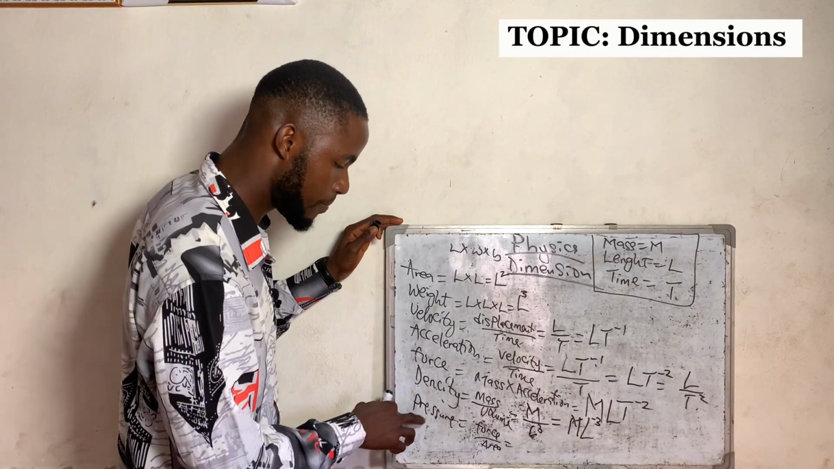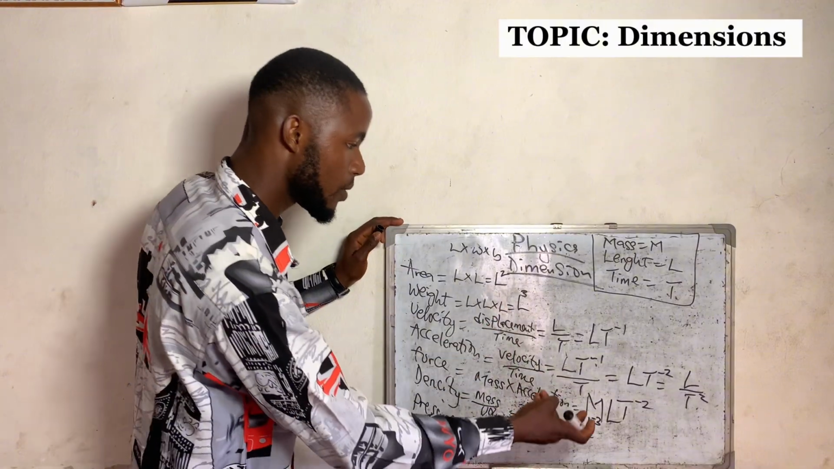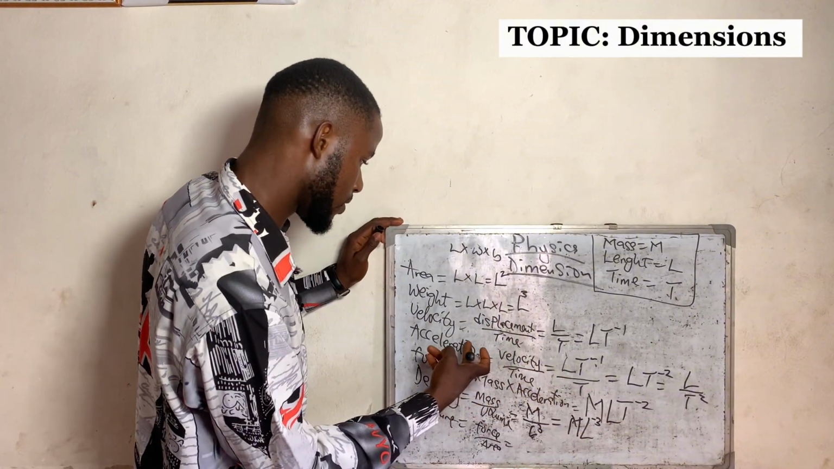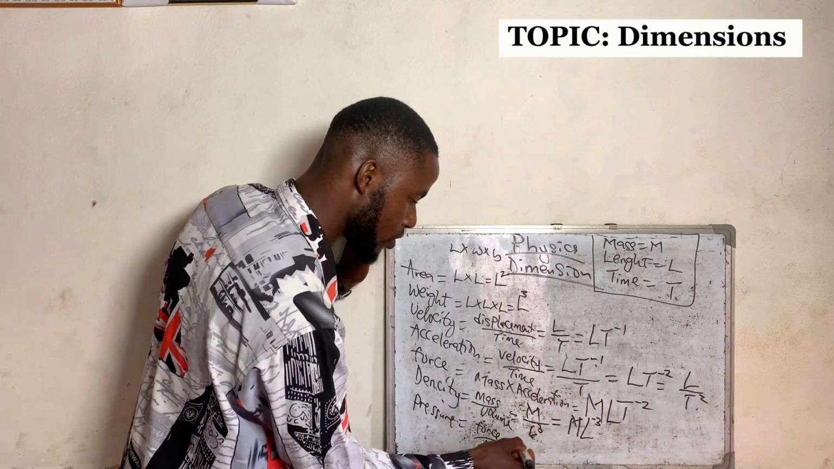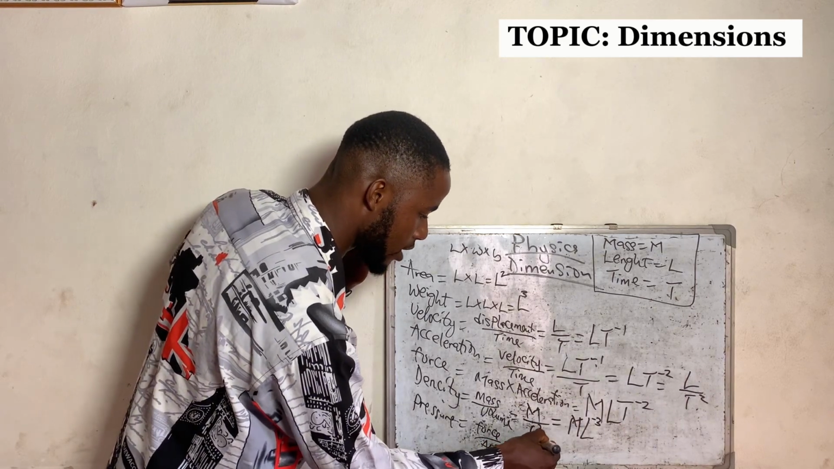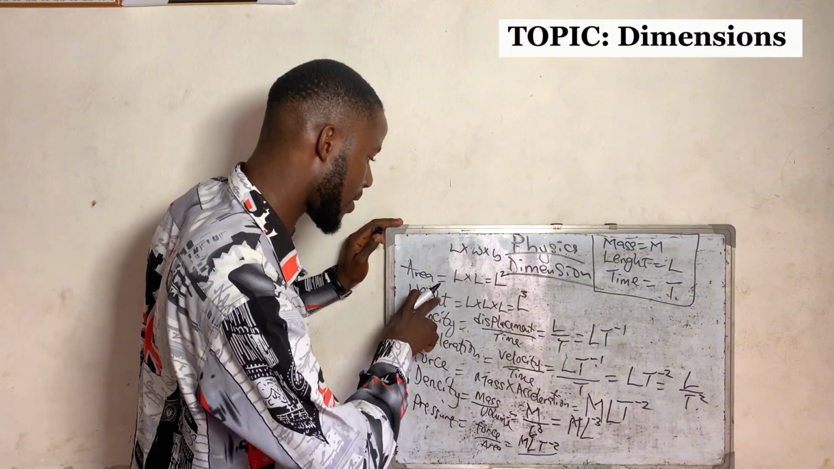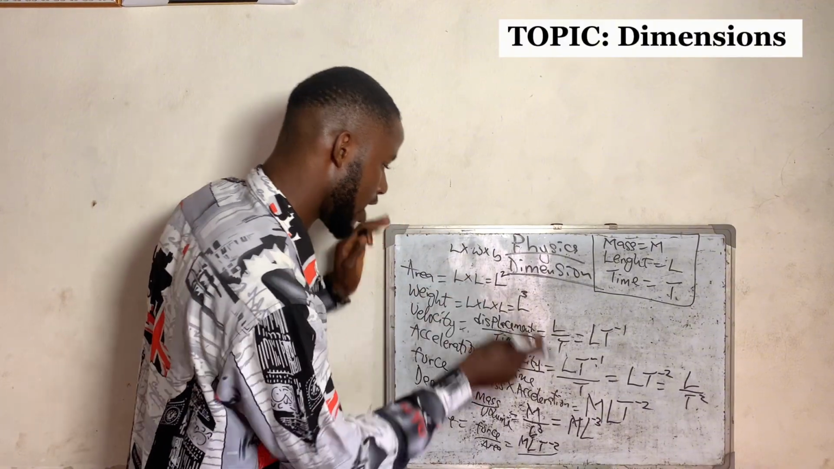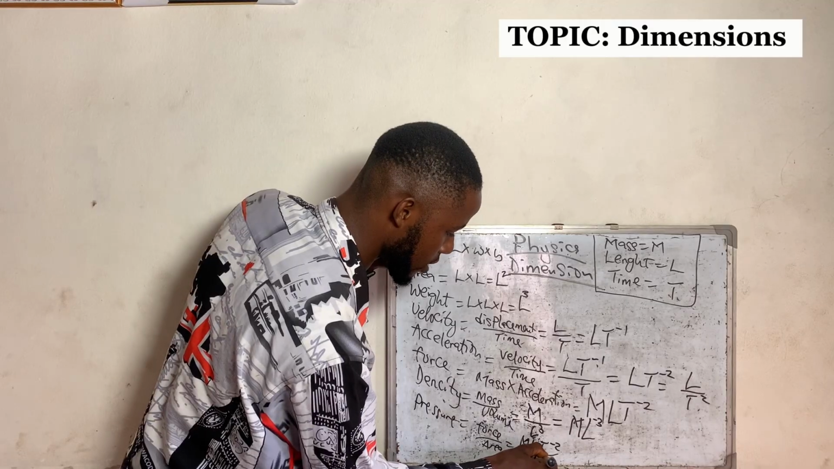So pressure now is force over area. Force is M L T minus 2. So we have M L T minus 2 over our area, which is L raised to power 2.